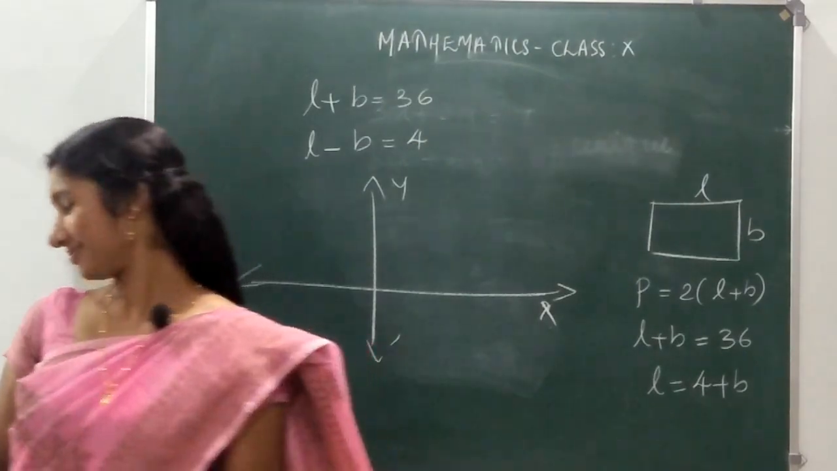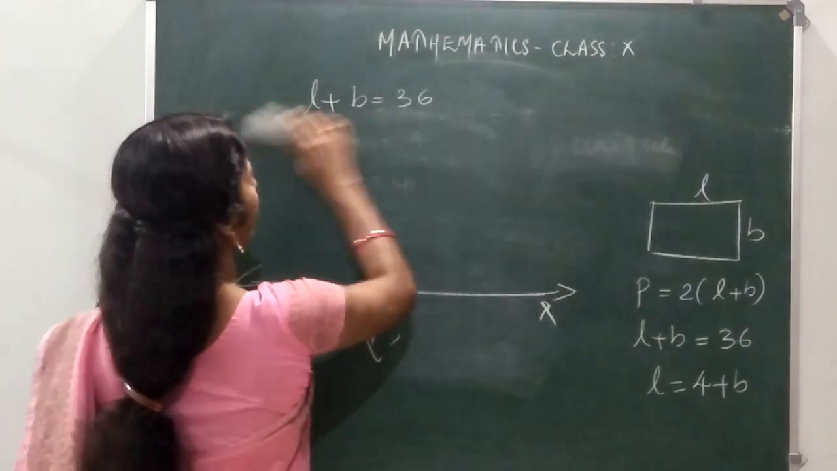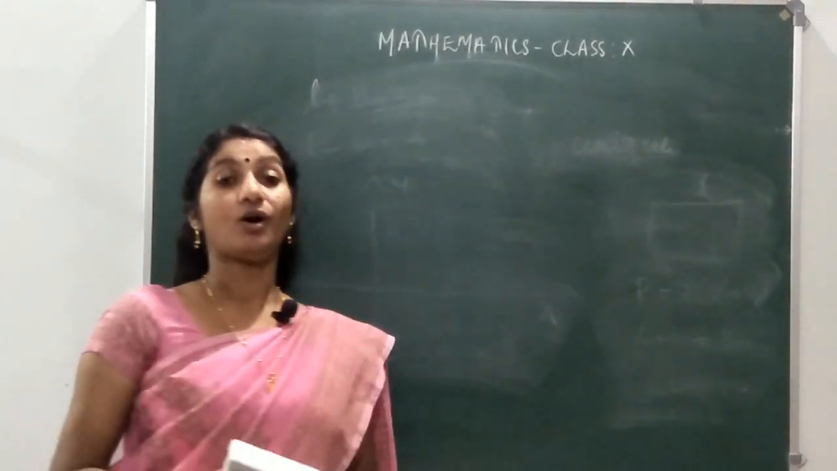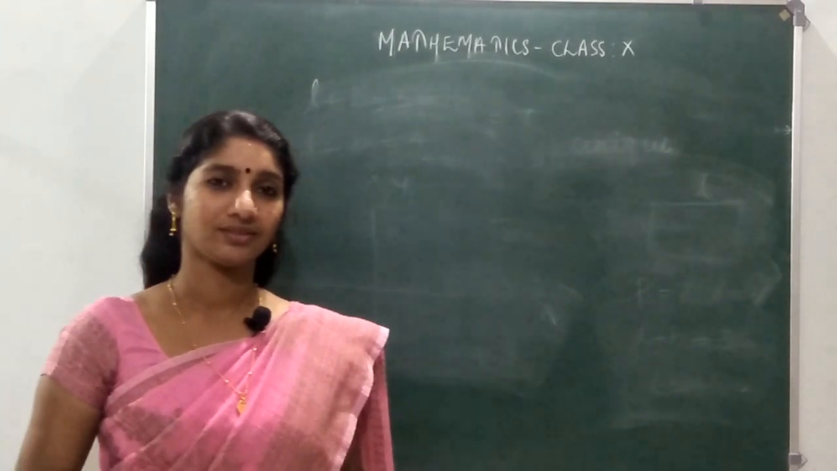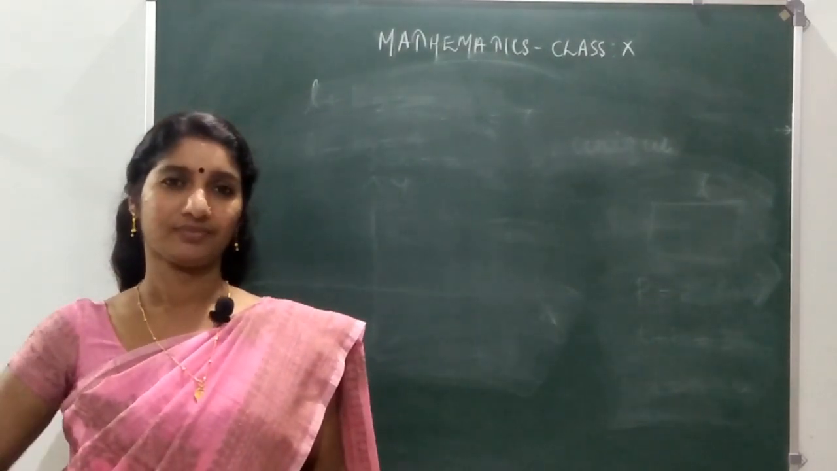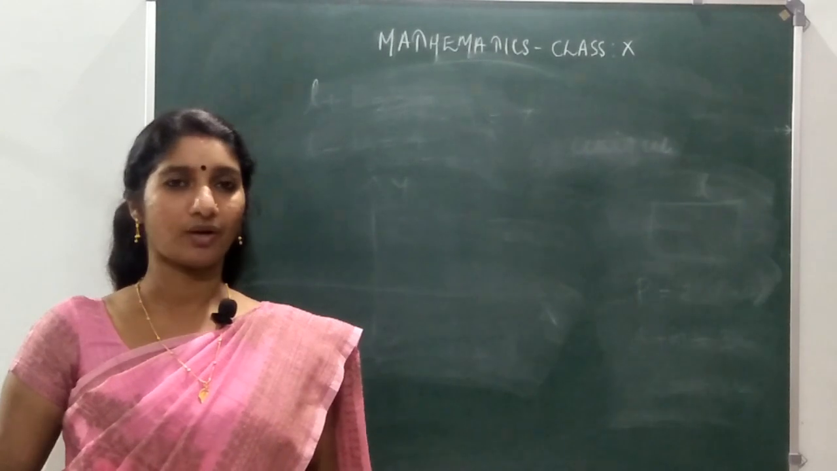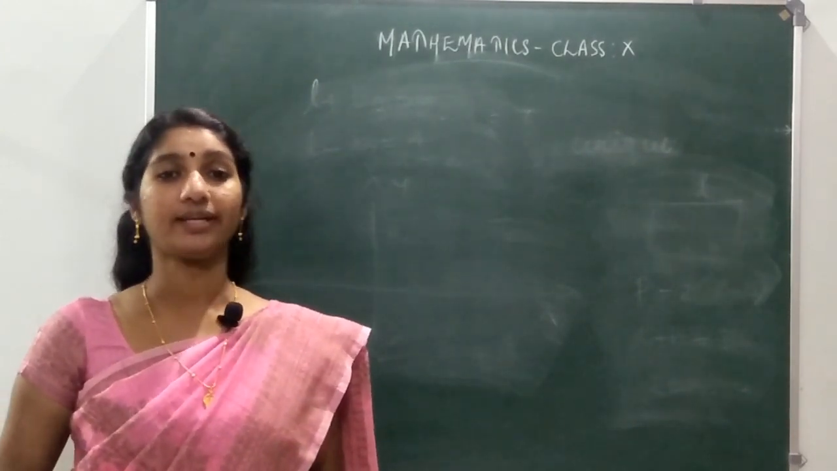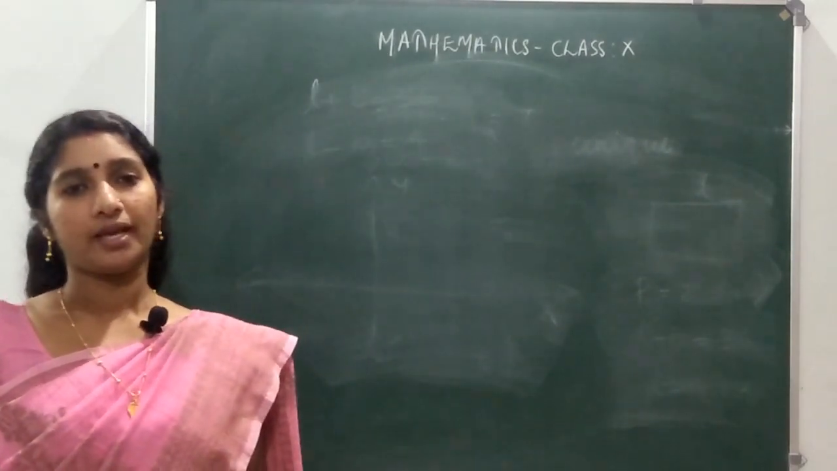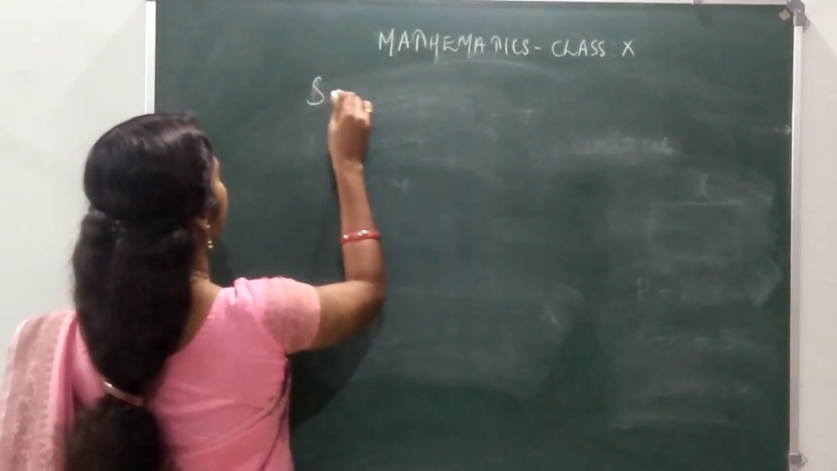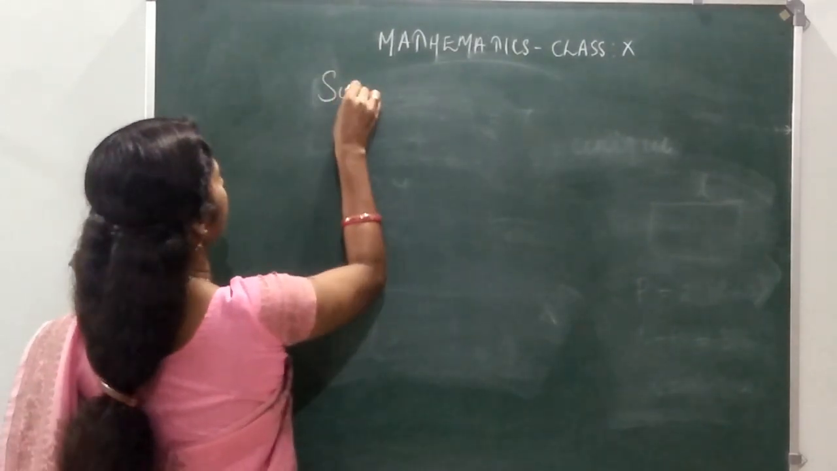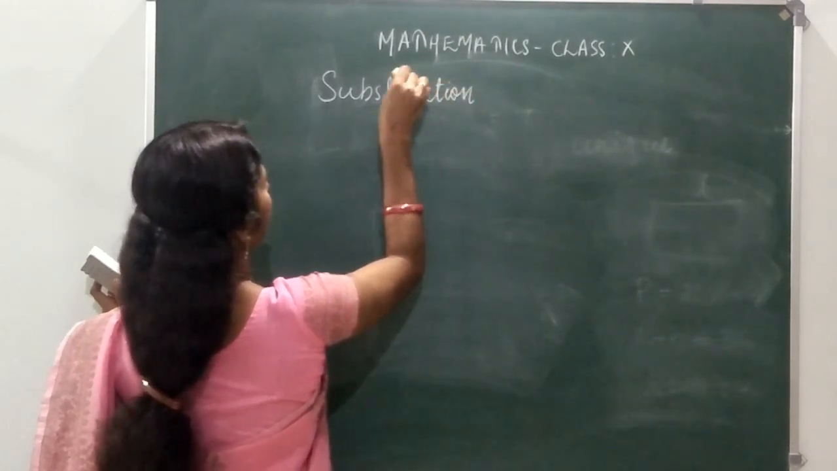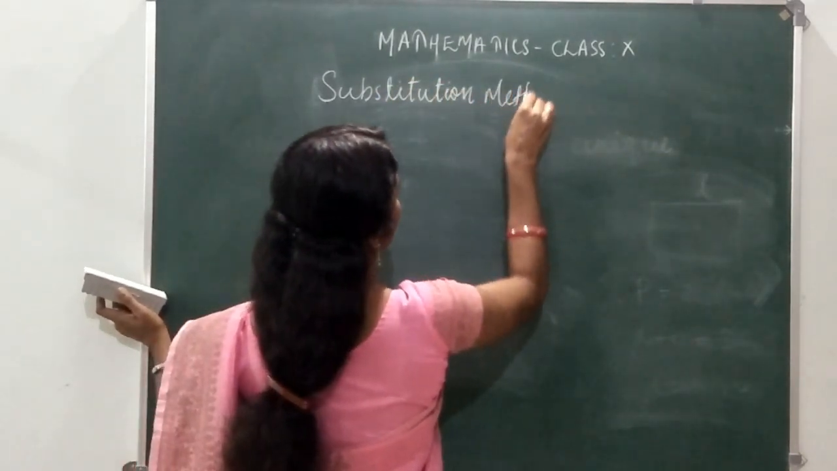Very good. Then next, algebraic methods to solve a pair of linear equations. A few methods are there to solve. The first method is the substitution method, the next one is the elimination method, and the cross multiplication method. Among these, the first one we can take is the substitution method.